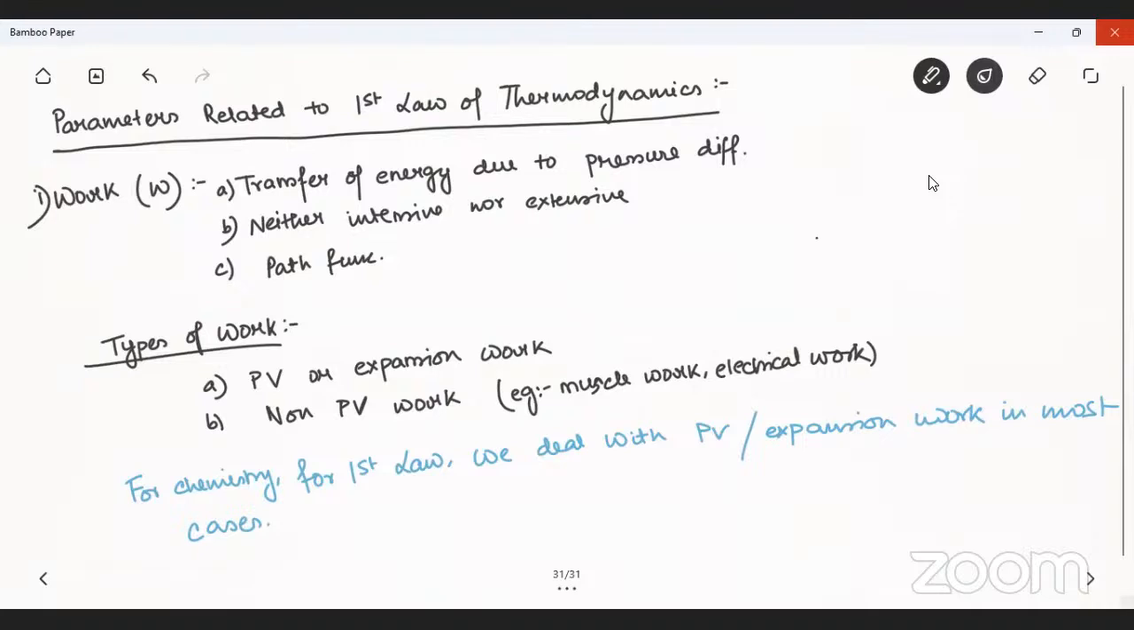Now sign convention, very important. Is this part clear? First part, is it clear to everyone?